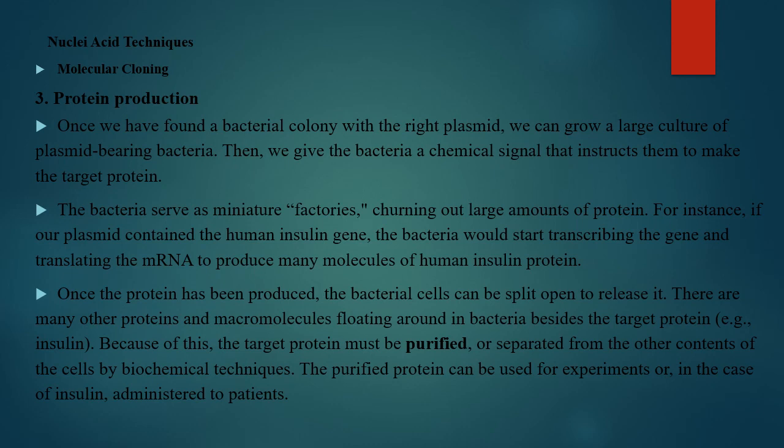You pick a plasmid with your relevant target gene, you insert it into a bacteria, then you tell the bacteria to produce proteins from that section of the gene which is relevant to you. So the bacteria serves as a miniature factory, churning out large amounts of protein. For instance, if our plasmid contains the human insulin gene, the bacteria will start transcribing the gene and translating the mRNA to produce many molecules of human insulin protein.